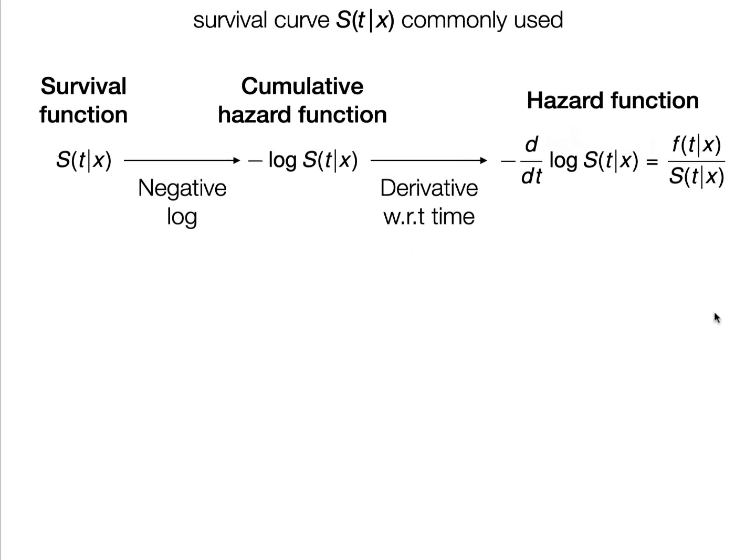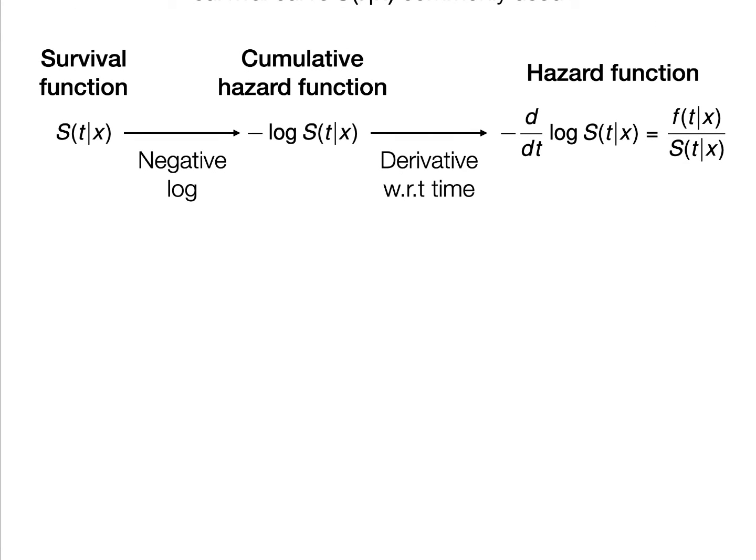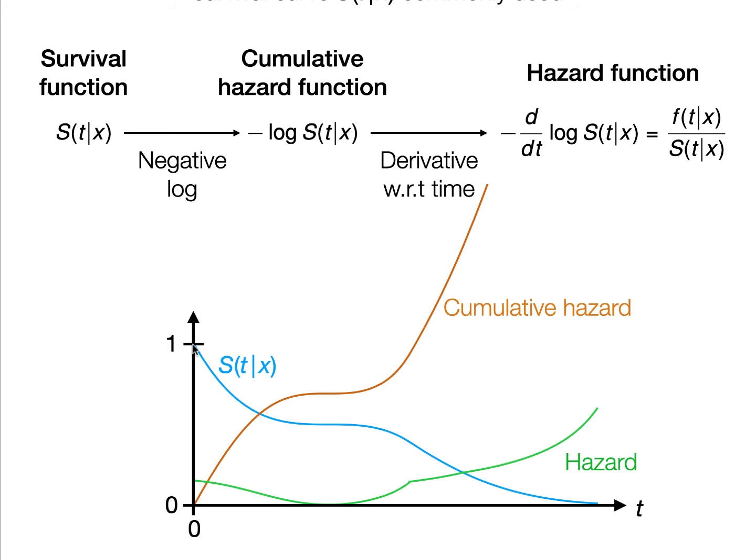All right, so just to give you an example of what these different functions look like, the blue curve here is the survival function, which again monotonically decreases from 1 to 0. For the blue curve, the corresponding cumulative hazard function is this dark orange curve, which is also a monotonic function, but instead of monotonically decreasing, it's monotonically increasing. And then the hazard function doesn't actually have to be a monotonic function. As you can see here, it decreases and then it increases. So in any case, these are examples.